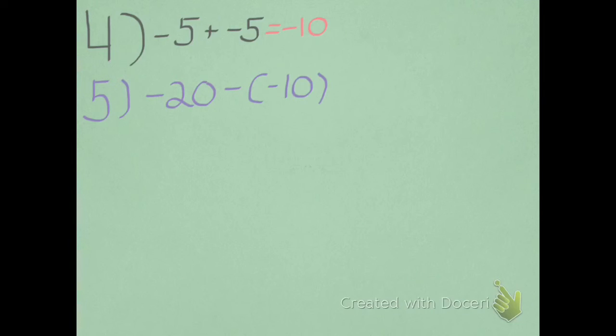And now we're going to subtract. Negative 20 minus negative 10. Remember, parentheses don't mean anything. So, negative 20 minus negative 10. So, you don't need to change the sign. So, 10 plus what equals 20? I just gave you the answer. It is 10. So, this is going to equal negative 10 because we're in the negatives.